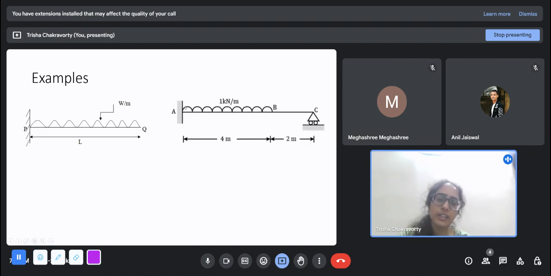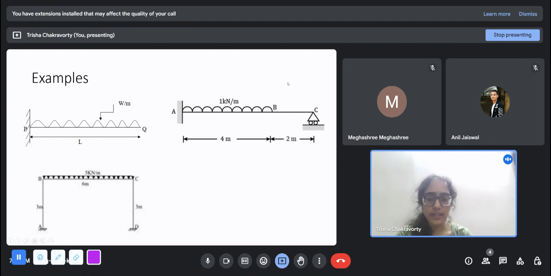This propped cantilever again has three reactions from the fixed support and one at the roller support, which gives a reaction in the y direction. So there are a total of four reactions and three equations of equilibrium. So this structure is 1 degree indeterminate, because 4 minus 3, that is how we get it.